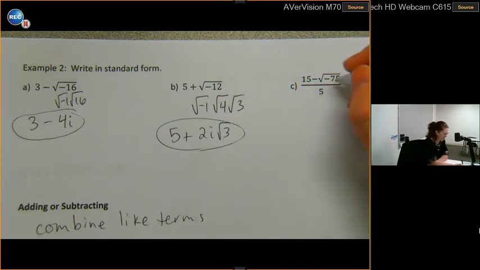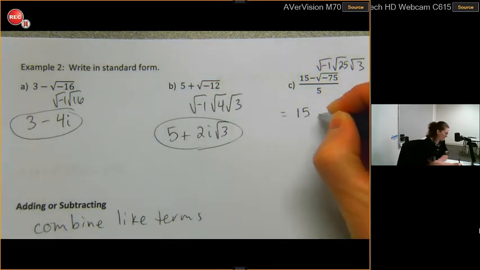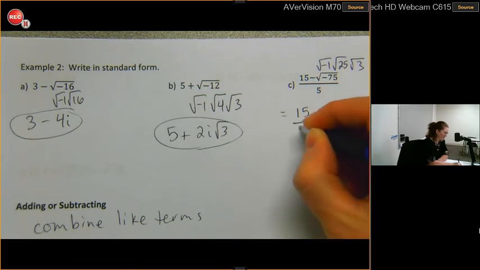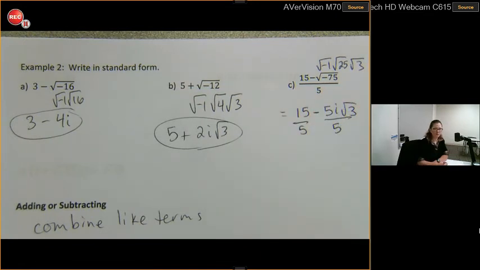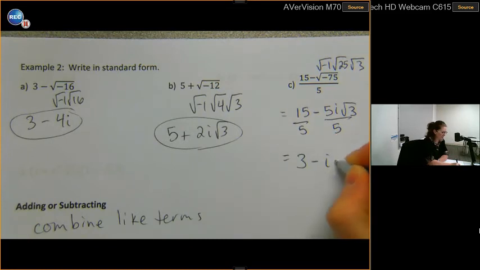For the next part, the 75 is -1, 25, and 3. So we're going to have 15 minus 5i square root of 3. And then I'm also going to break it up into 2 separate fractions with 5s underneath. And this helps to be able to see more clearly exactly how this simplifies.